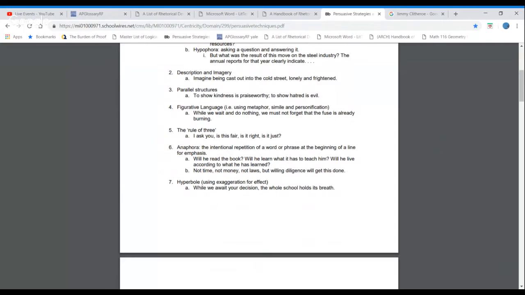Anaphora: the intentional repetition of a word or phrase at the beginning of a line for emphasis. Will he read the book? Will he learn what it has to teach him? Will he live according to what he has learned? Not time, not money, not laws, but willing diligence will get this done. Hyperbole, using exaggeration for effect. While we await your decision, the whole school holds its breath.